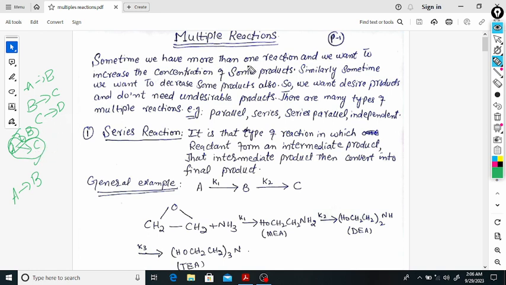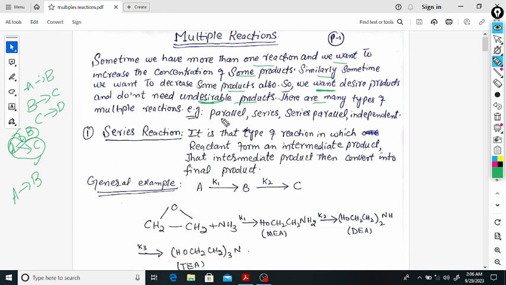So sometimes we have more than one reaction and we want to increase the concentration of one product or some product. Similarly, sometimes we want to decrease the concentration of another product. We want to increase the concentration of desired product and we do not want undesirable product. We want to decrease the concentration of undesirable product. Undesirable products are those which we don't want, and desirable products are those which we want to increase their concentration.